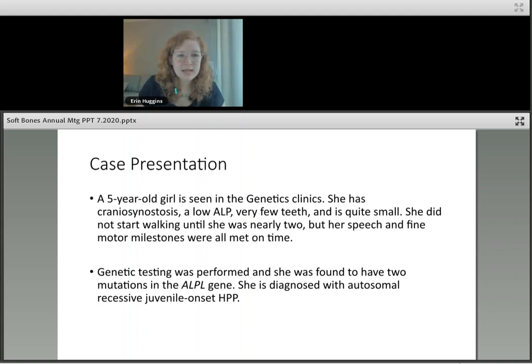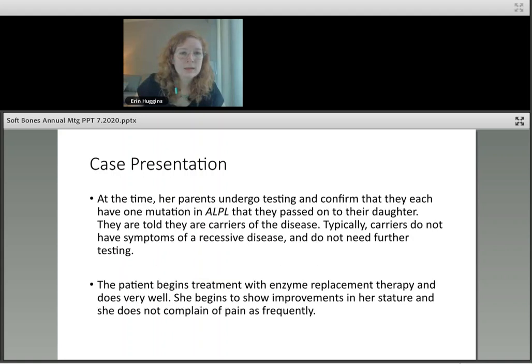So genetic testing was done based on this low ALP and pretty classic HPP symptoms, and she was found to have 2 mutations in the ALPL gene, so she is diagnosed with autosomal recessive HPP. At that time, her parents both got genetic testing and confirmed that they each have one ALPL mutation that they pass on to their daughter, so they're carriers of the disease because they just have the one mutation. And typically when we think about recessive conditions, parents who are carriers don't show any symptoms and we don't really do any further testing.